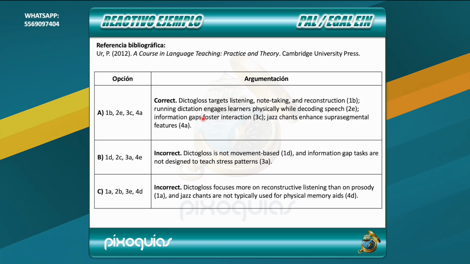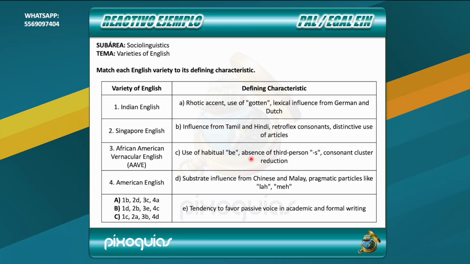The match is correct because dictogloss targets listening, note-taking, and reconstruction. Running dictation engages learners physically while decoding speech. Information gaps foster interaction. Jazz chants enhance suprasegmental features. While B and C are incorrect.